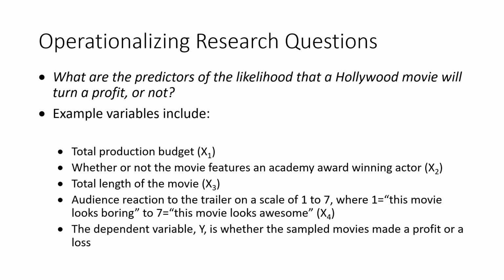The next predictor might be the audience reaction to the trailer, right? So you might show the audience a trailer and ask them to rate it on a scale of 1 to 7, where 1 equals this movie looks boring to 7, this movie looks awesome. So you combine all four of these predictors into a logistic regression equation, and what you're trying to predict in this case is the dependent variable y, which is whether the sampled movies made a profit or a loss.